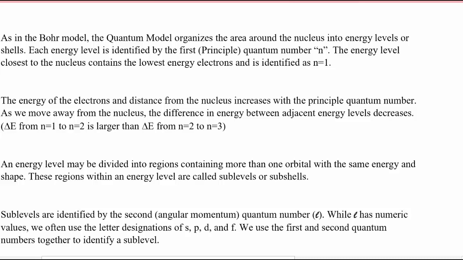All right. The energy of the electrons and the distance from the nucleus increases with the principal quantum number. As we move away from the nucleus, the difference in energy between adjacent energy levels decreases. Okay, so let's break that apart into those two sentences. So n equals 1 is the lowest energy electrons. n equals 2 is a little bit higher. n equals 3 is higher energy. n equals 4 is higher energy. And now we're talking about the energy of the electrons.